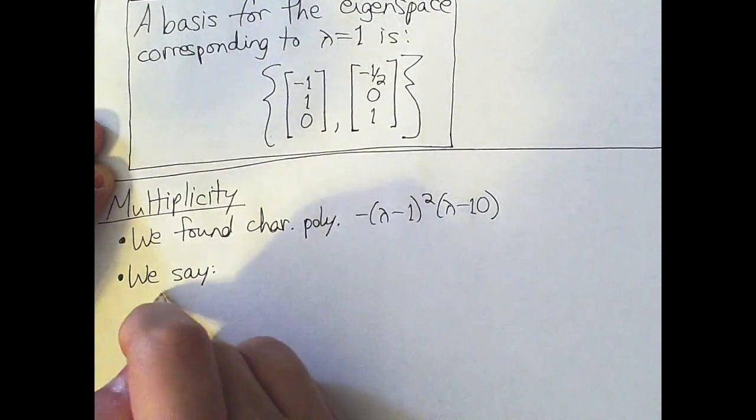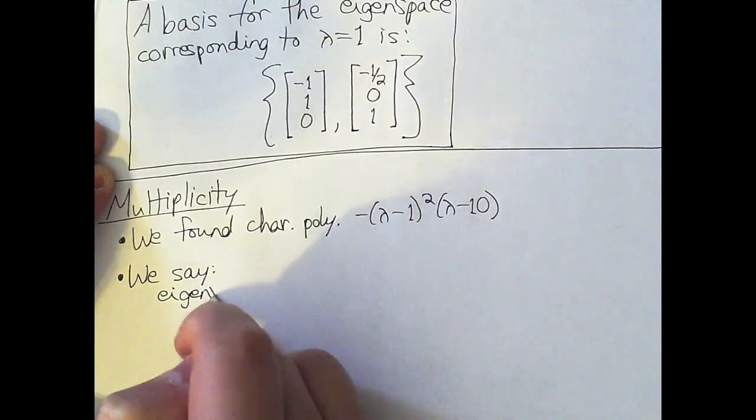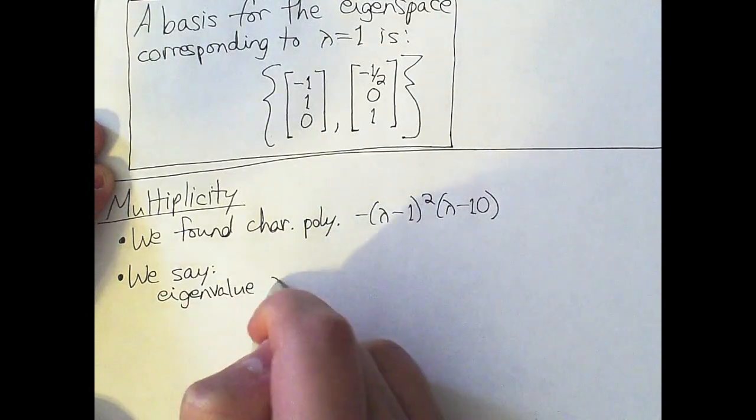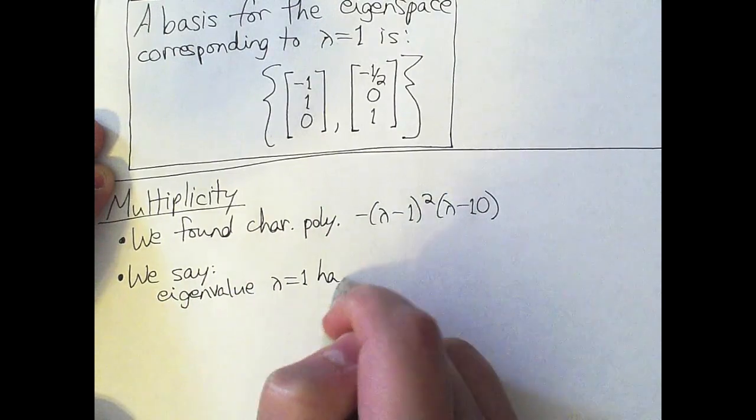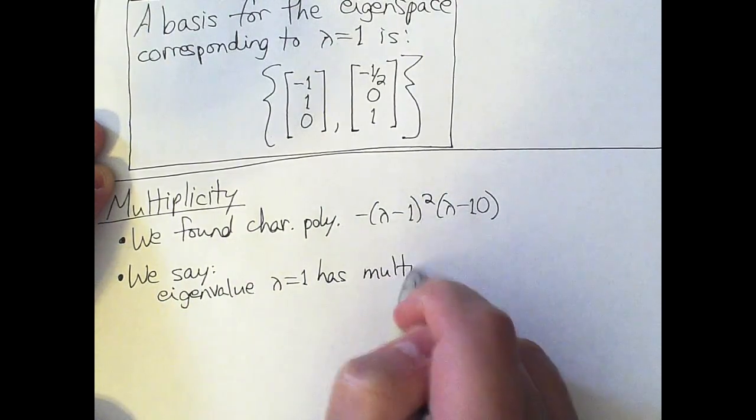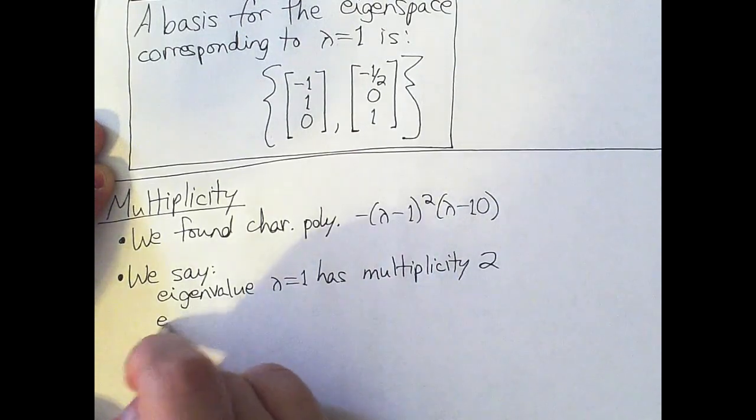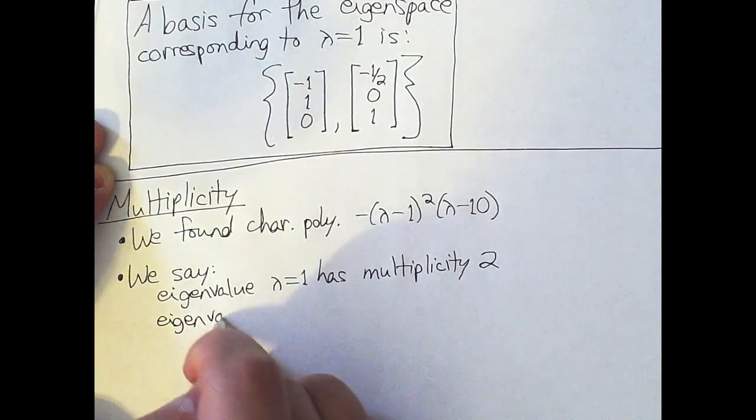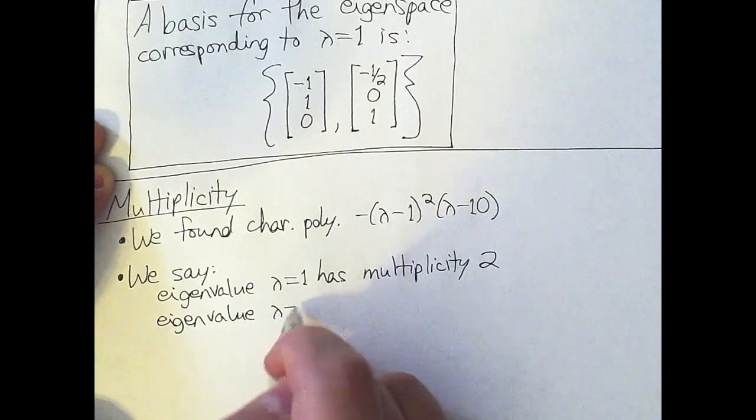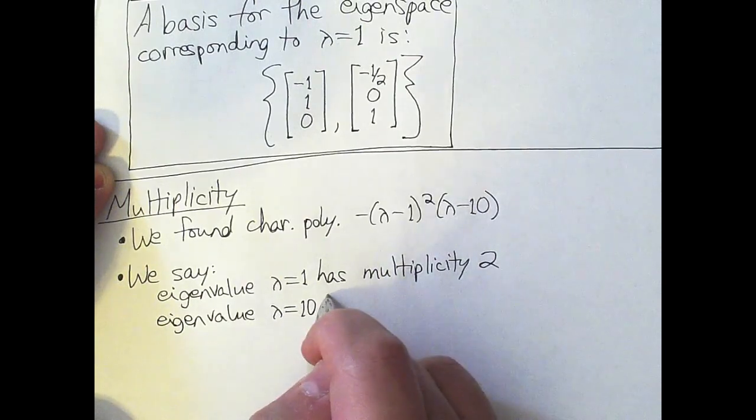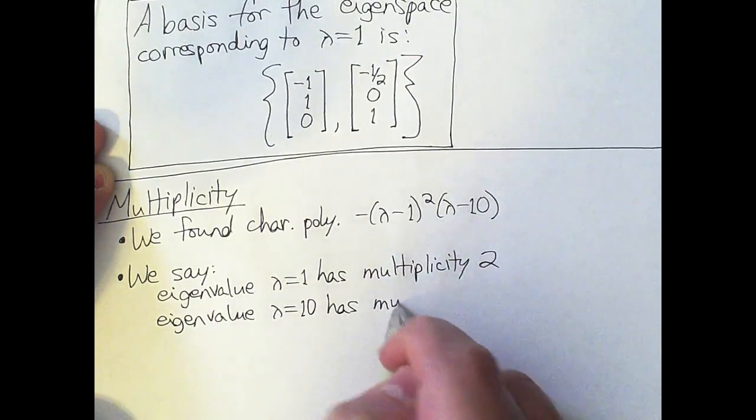We say eigenvalue lambda equals 1 has multiplicity 2. And eigenvalue lambda equals 10 has multiplicity 1.